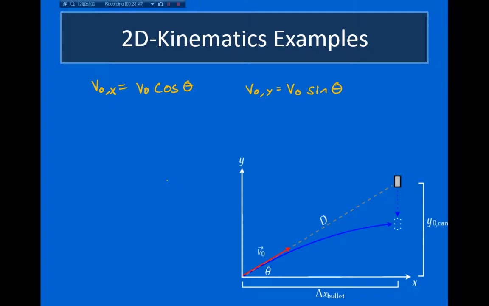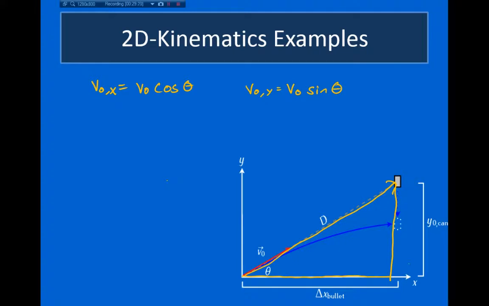Now the other thing that's a little bit tricky about this problem, if we look at this, we can actually see that this angle theta is related to the distance between the gun and the can in the x direction and the y direction. So we get this little triangle here. This is how the gun was pointed, and this thing down here is how far the bullet's going to travel in the x direction. And up here, this is how high the can was initially.